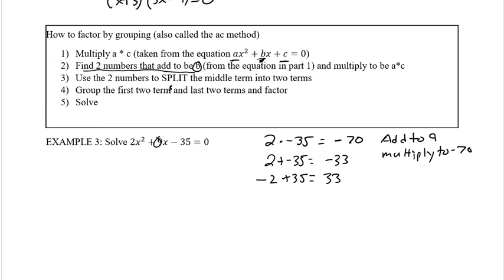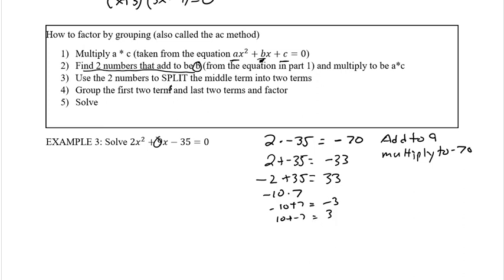Okay, so I'm going to try something bigger than 2, something else that goes into 70. Well, 10 obviously works. So how about negative 10 times 7? But negative 10 plus 7 is negative 3. Well, then what about 10 and negative 7? No, that would just be positive 3.